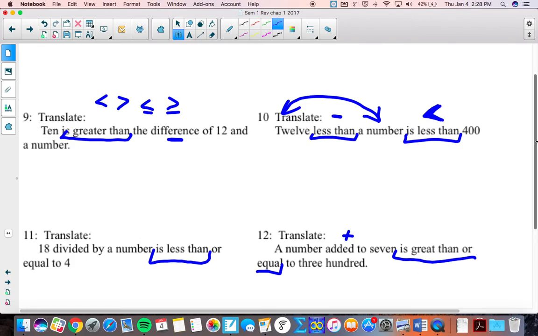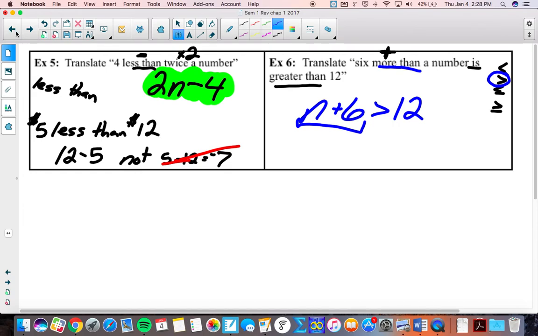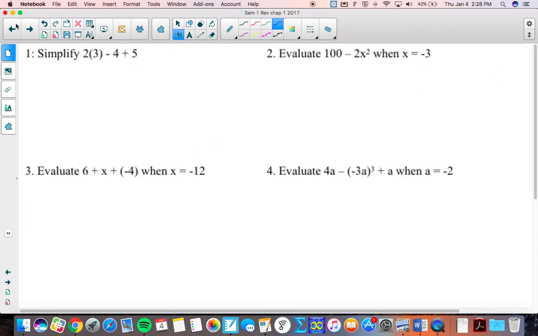Let's see here. I'm going to go back to the other section because I think I have a little more time. See if there was anything tricky on these. Make sure you follow your PEMDAS. And then, yeah, I think that looks okay.